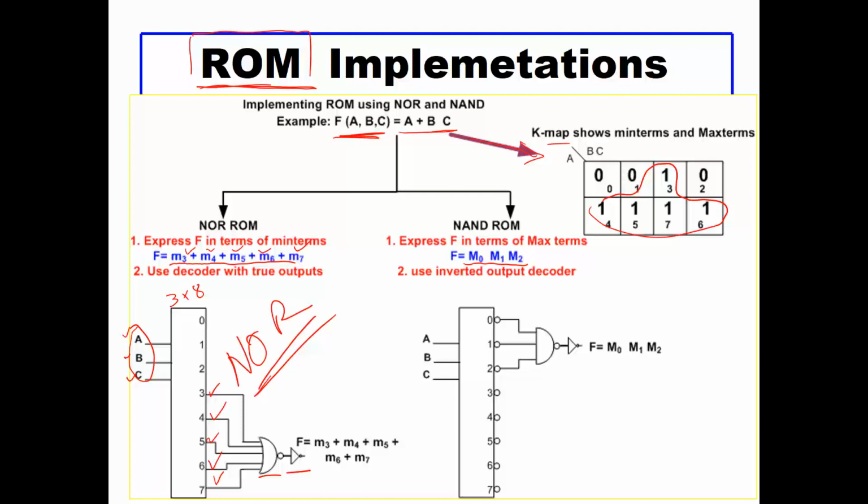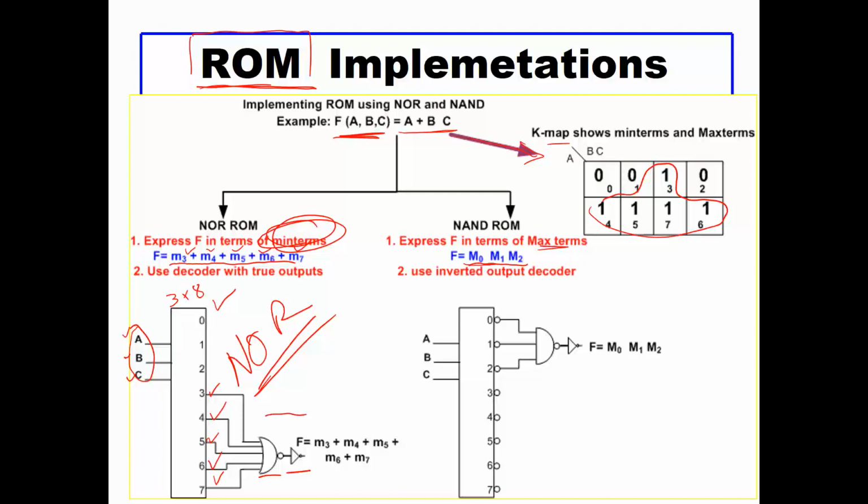So this is an implementation where we use the NOR implementation. For that, I used a decoder and an OR followed by an inverter, and obviously what I have to add are the minterms. Now I could use a mirror implementation for the function F by using the maxterms.